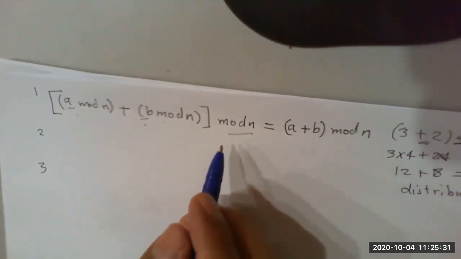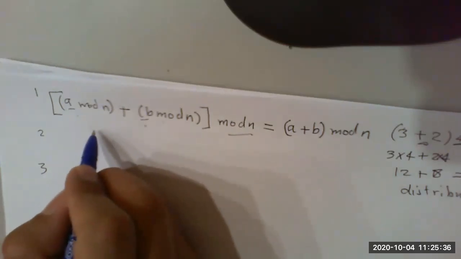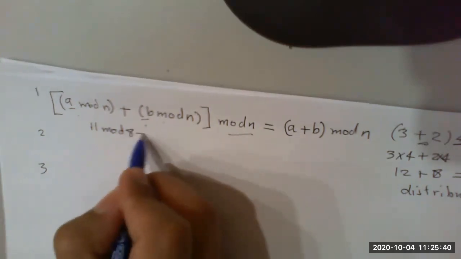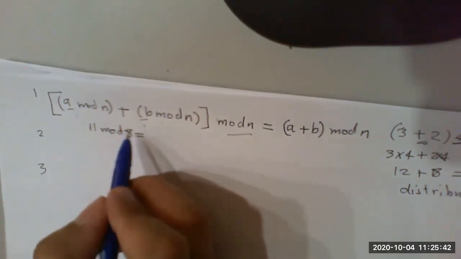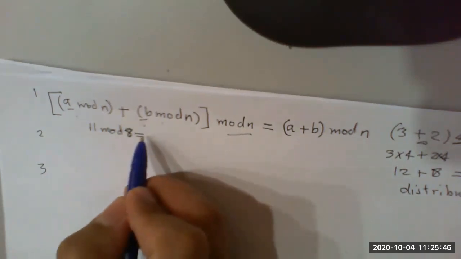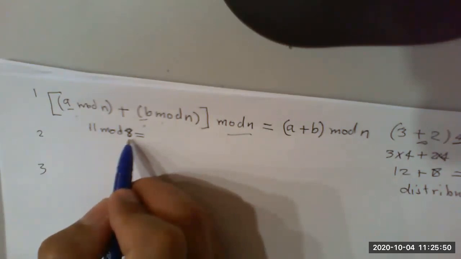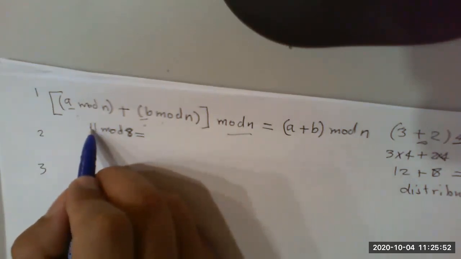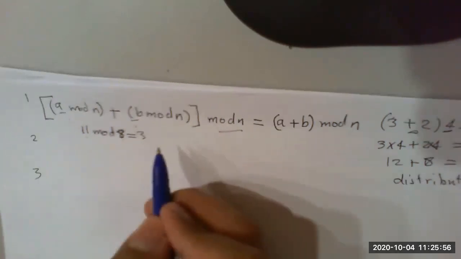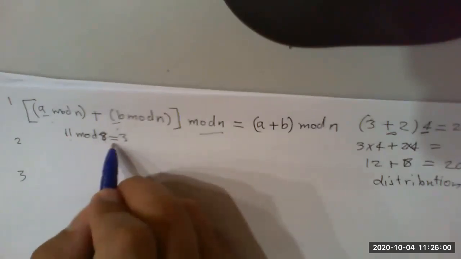Let's have an example for the first property. For example, if I have 11 mod 8. Anybody can tell me, 11 mod 8, how much? The remainder of dividing 11 by 8. How many? 3. Yes, exactly. So 11 mod 8 is 3.